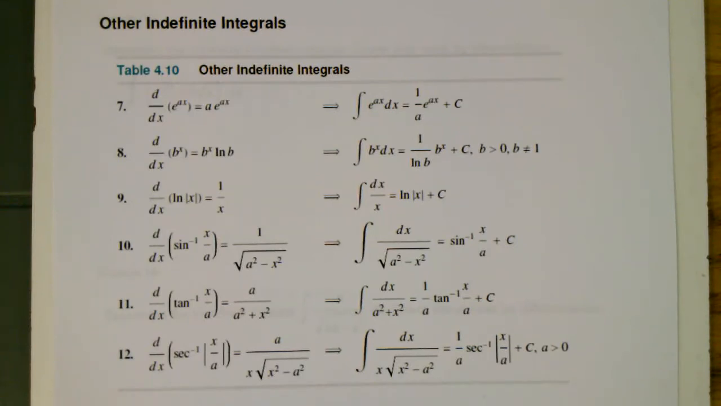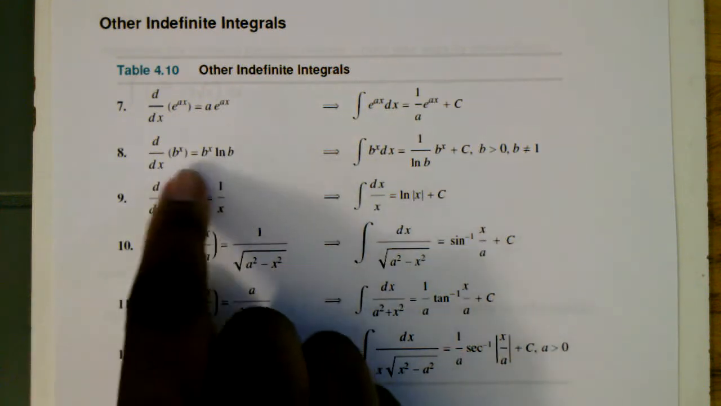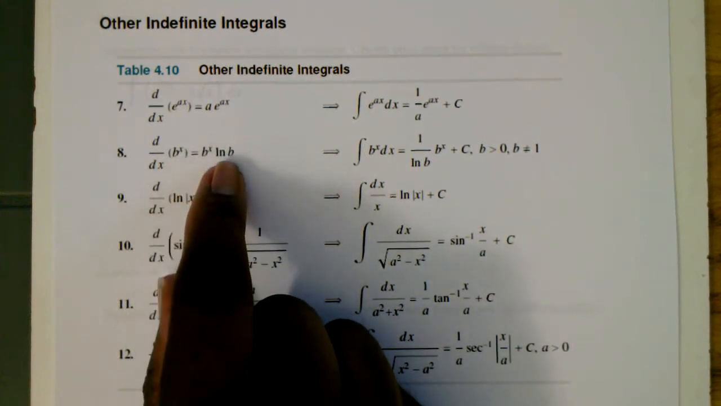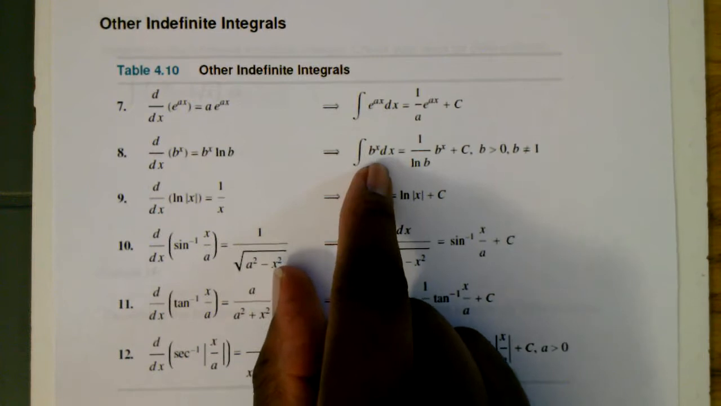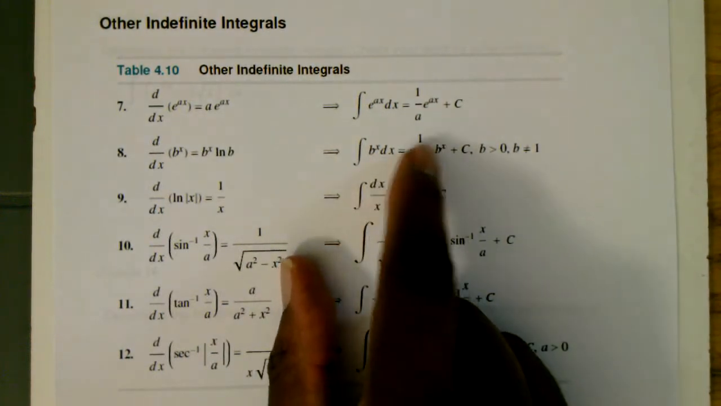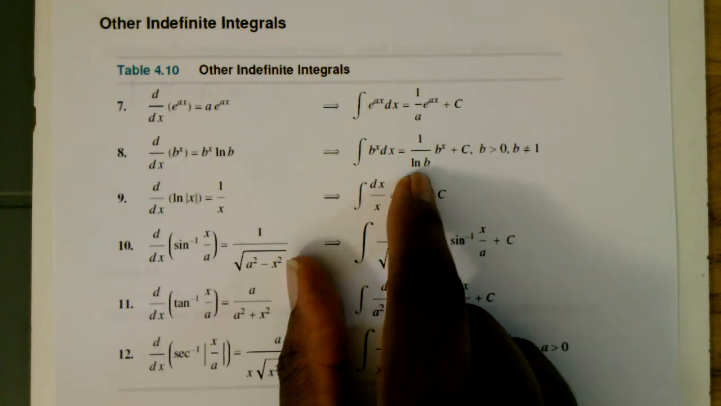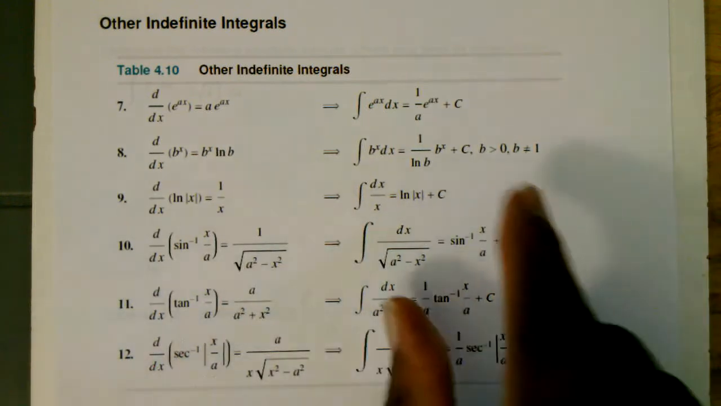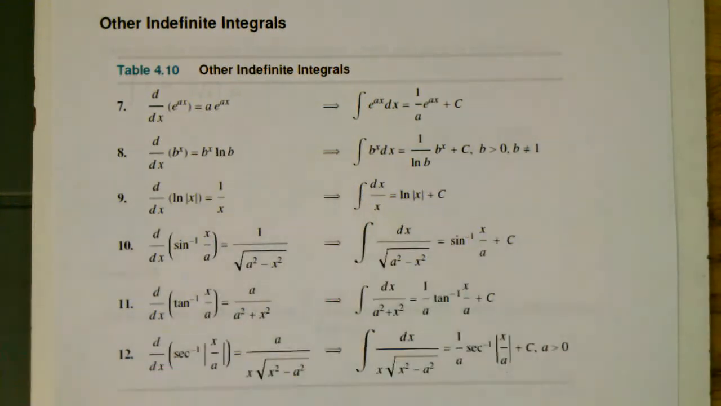And by the way, again, the integral of e to the x is a simple integral to take, which is simply e to the x, since the derivative of e to the x is e to the x. Next is the derivative of b raised to the power of x. That's going to be b to the x times the natural log of b. But if we take the integral of b to the x dx, you're going to get 1 over ln of b, which is your base, times b to the x, and then plus c. The restriction there is b has to be a positive constant other than 1.